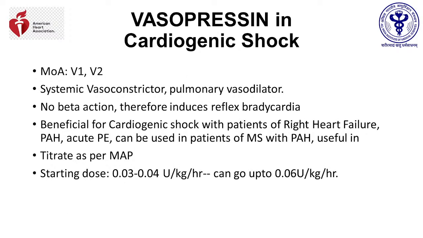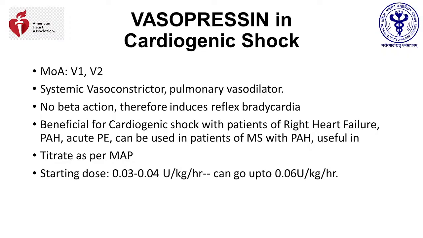Vasopressin in cardiogenic shock works on V1, V2 receptors. Systemic vasoconstrictor, and a pulmonary vasodilator. Many papers define it as a pulmonary vasodilator, many papers define it as having a neutral effect on pulmonary. There is no beta action, therefore there is reduced reflex bradycardia. So maybe in patients with MS with pulmonary arterial hypertension, it can be the choice. Beneficial for cardiogenic shock patients with right heart failure, PH, acute pulmonary embolism, can be used in patients with MS with PH, useful. As a first line? Yeah, maybe, sir, we can try. There are no recommendations on anything. This is all suggestions.